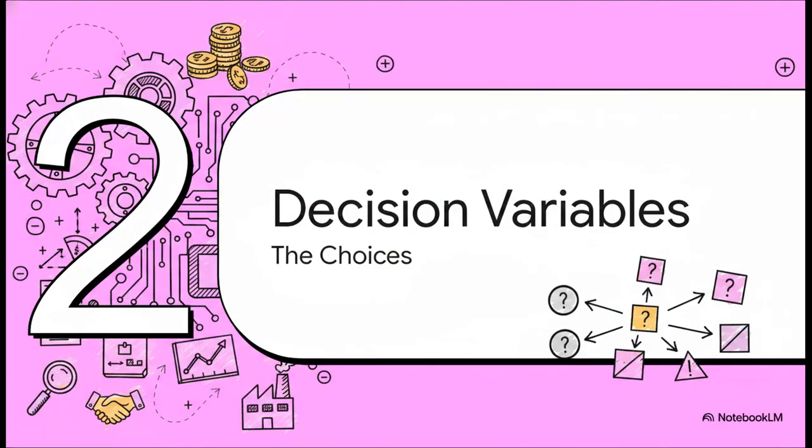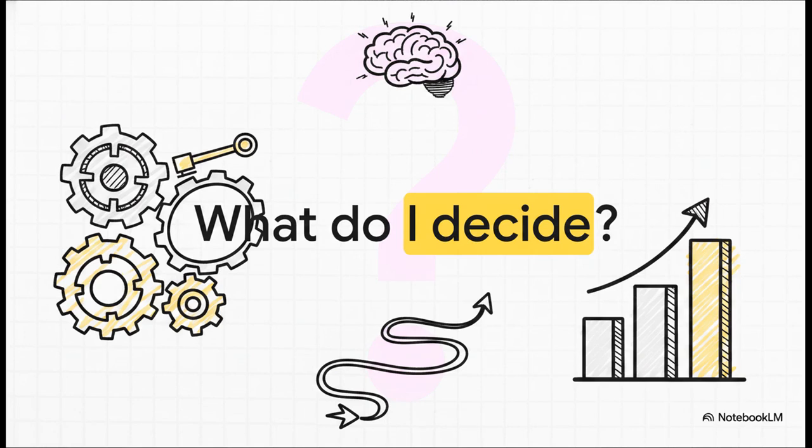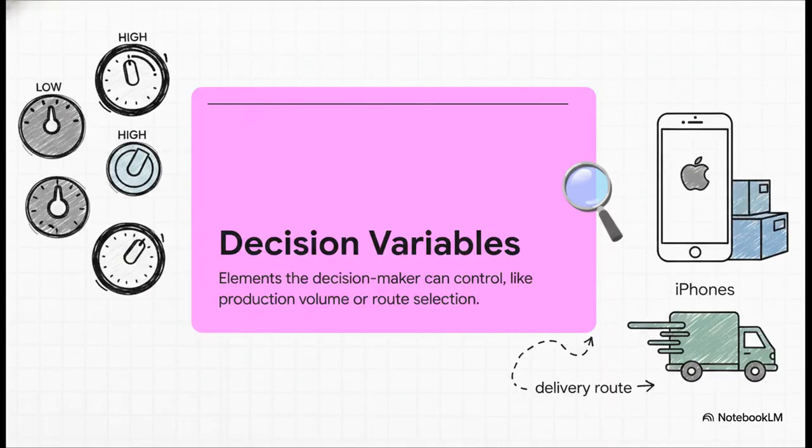Moving on to Section 2, decision variables, the choices. When you sit down to build one of these models, the very first question you've got to ask yourself is simply, what are the choices I actually have the power to make? Like, if you're the manager, what levers can you physically pull today that are going to change your business tomorrow? These right here are your decision variables. Mathematically, you'll see these written out as x1, x2, and so on. They're the dials you actually get to turn. If you're a tech executive, maybe your variable is exactly how many iPhones to build this quarter. Or in logistics, it's picking a specific delivery route. The key takeaway, you have total 100% control over these values.